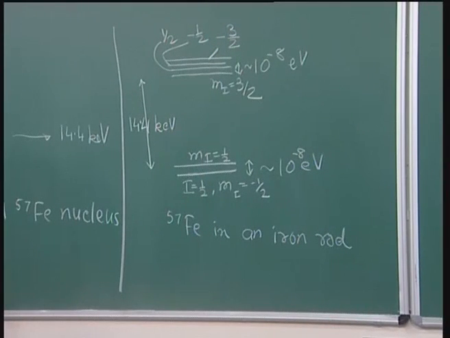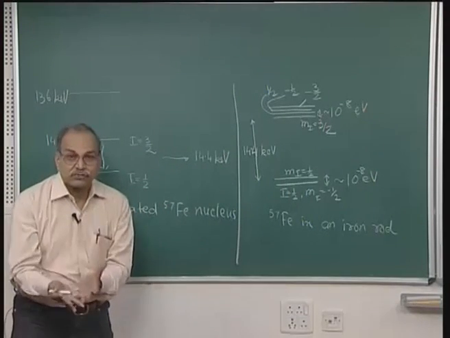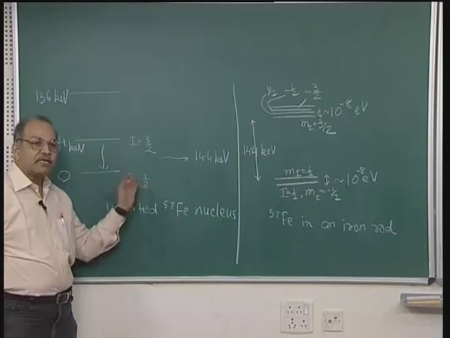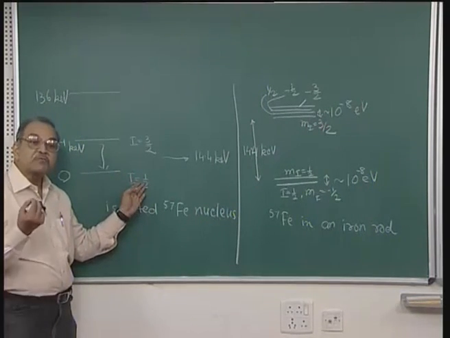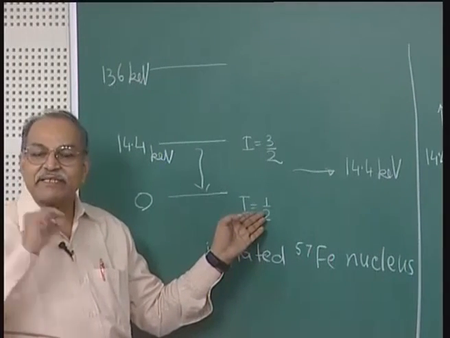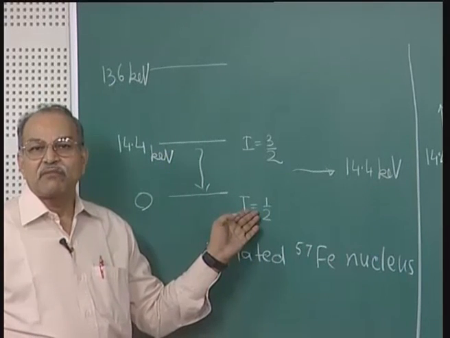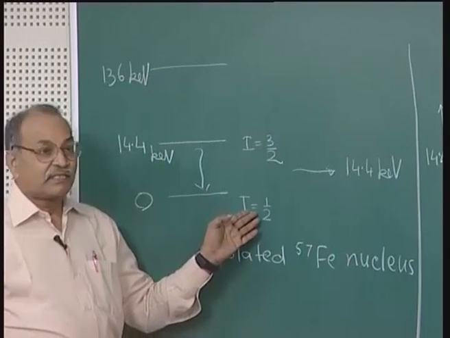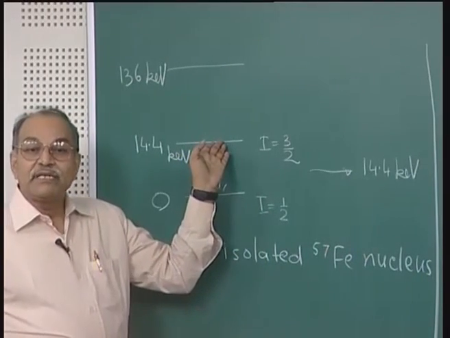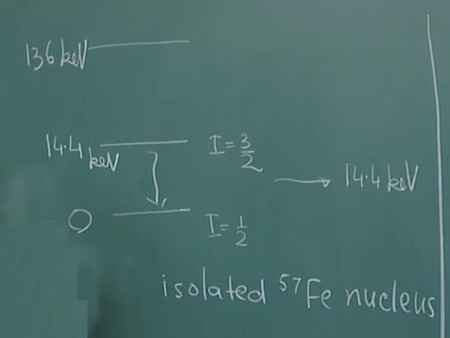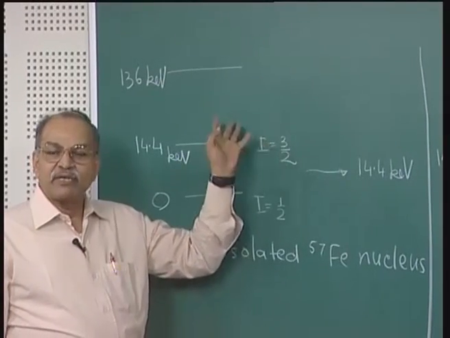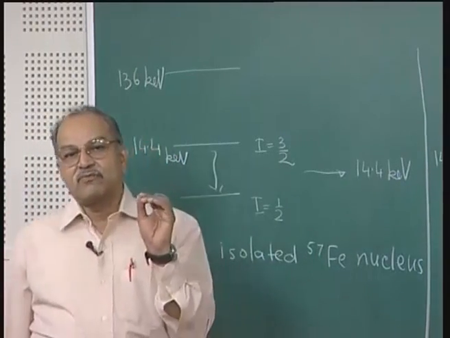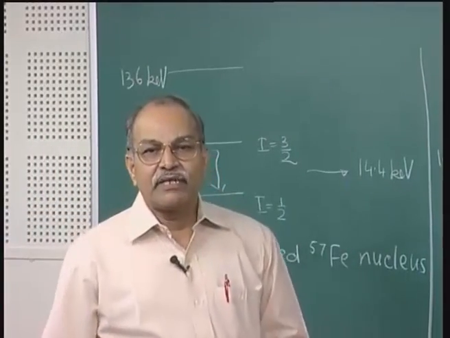When this iron nucleus is part of an iron piece, then this ground state I equal to half, the two substates m I equal to plus half and m I equal to minus half, will split. And how much is that splitting energy? That will be of the order of 10 to the power minus 8 electron volt, 10 nano electron volts. The first excited state is at 14.4 kilo electron volt. The first excited state will also split in 4 parts, m I going from 3 by 2, 1 by 2, minus 1 by 2 and minus 3 by 2, and there also the splitting is about 10 to the power minus 8 electron volt. Why did the nuclear energy levels split?